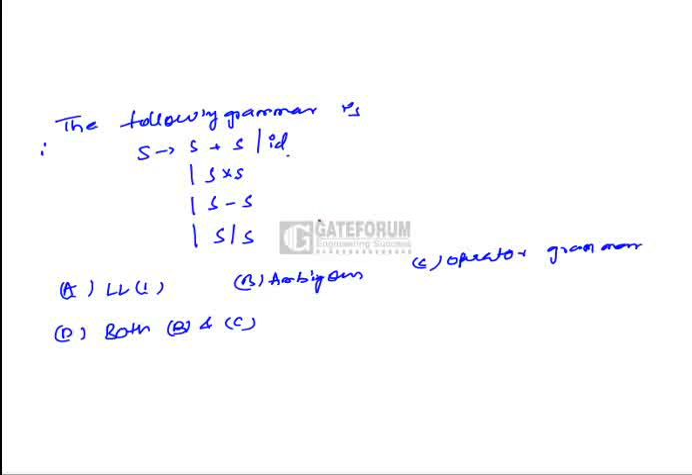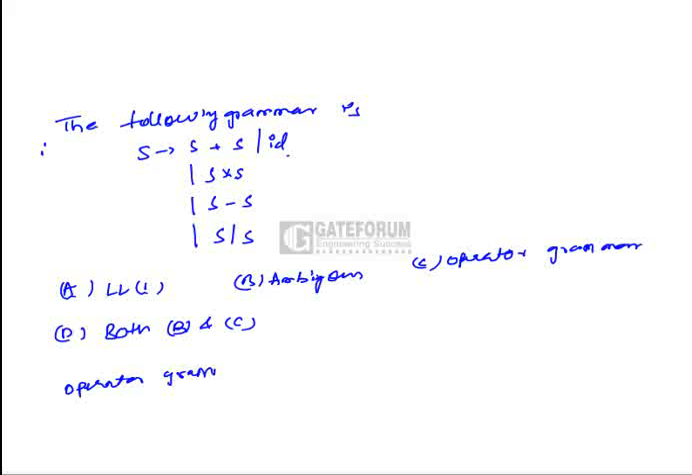Why? Because in operator grammar there will not be any epsilon rules, and there will not be any two adjacent non-terminals on the RHS of any production. So here the grammar is both ambiguous and operator grammar. Let me write the definition for operator grammar.